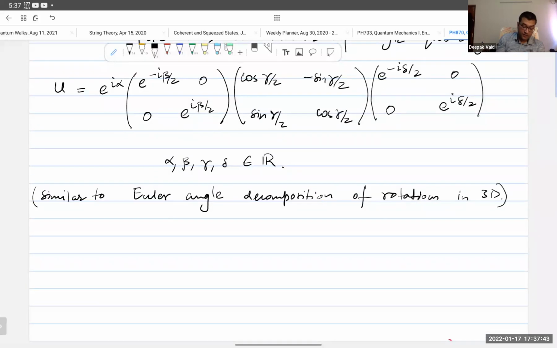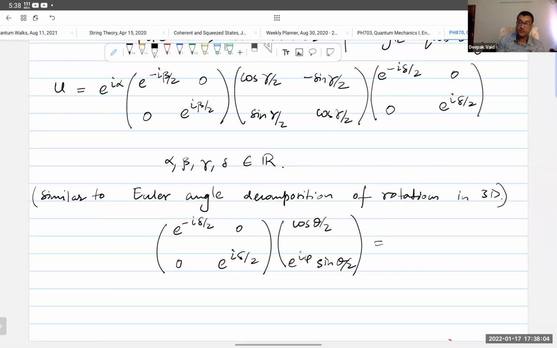So if you look at the effect of this first matrix, let's say, and we ask how does it act on a single qubit. Well, our qubit has this Bloch sphere parameterization. So these are the elements. If we just multiply this, what do we get? We get e to the minus i delta by 2 cosine theta by 2, and e to the i delta by 2 e to the i phi sine theta.